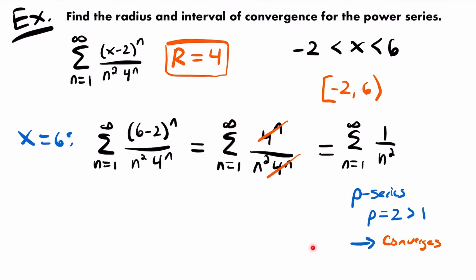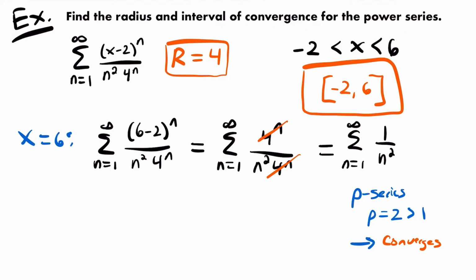And so since our series converges when x equals 6, x equals 6 should be included in our interval of convergence. And so this open bracket will become a closed bracket, and now we have our interval of convergence. It is from negative 2 to positive 6, including those endpoints. Okay, and so that's it for this example. We have now found the radius and interval of convergence for the power series.